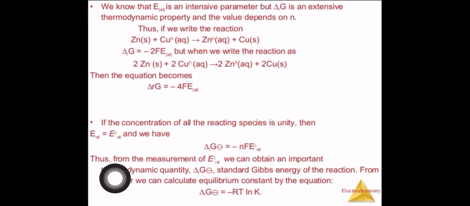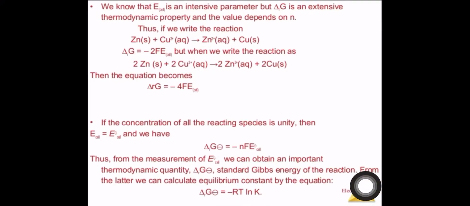Also, like in the Nernst equation, we find the value of this standard form. Here also, from the measurement of E0 cell we can obtain the important thermodynamic quantity, delta rG standard, that is the standard Gibbs free energy of the reaction. And ultimately we get the equation, in the standard form, delta rG standard is equal to minus RT ln K.